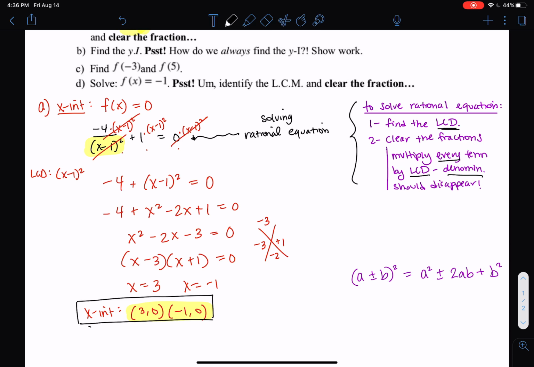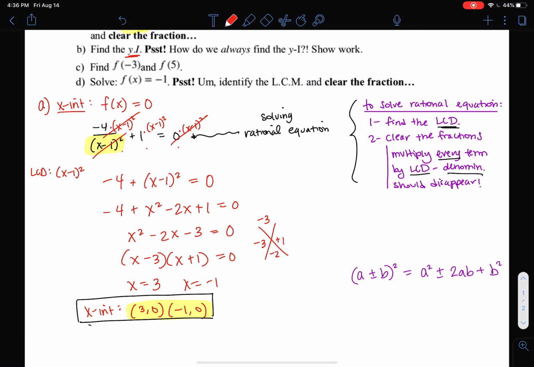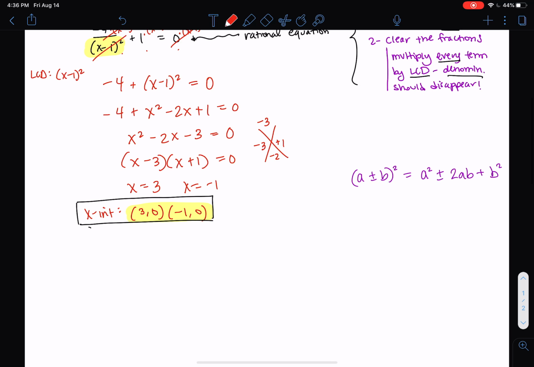Okay, let's do part B now. Part B says to find the y-intercept. Again, what I'm writing on my paper, I should see on yours.